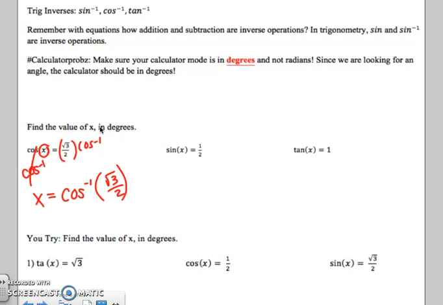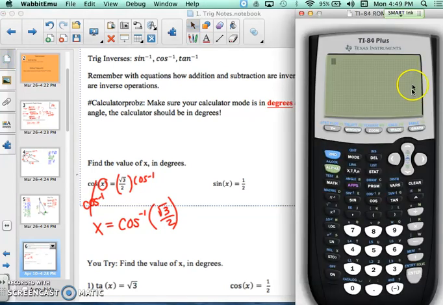Okay? Once we do that, we're going to type it in the calculator. So let's pull up our calculator. It's in blue, so you're going to hit second, cosine, square root, 3. I'm going to close that off, actually, and then divide it by 2, and I would get 30. So that's going to be 30 degrees.